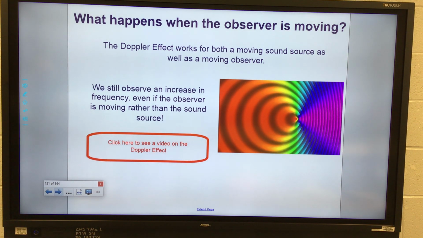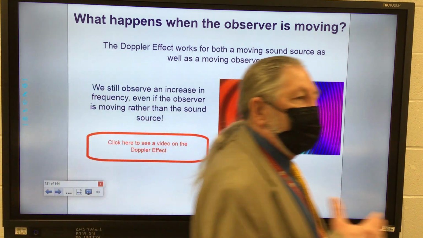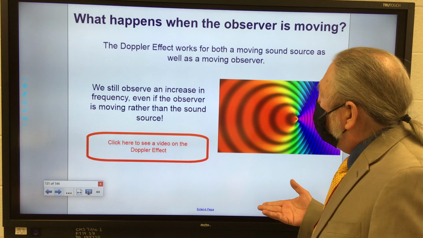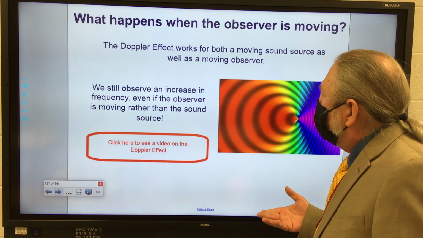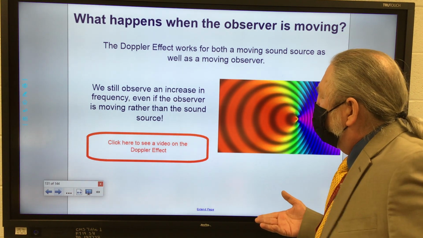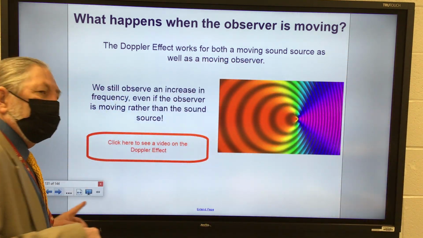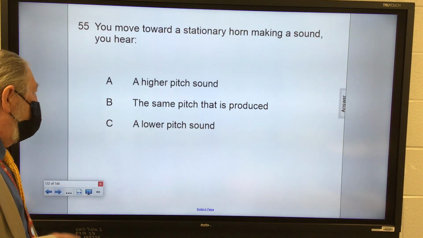Okay, so let's move on here. So what happens when the observer is moving? So how we're moving, okay? The Doppler effect works for both a moving sound source as well as a moving observer, okay? That'd be like if you're in a truck and you're going away from the sound. We still observe a change in frequency even if the observer is moving rather than the sound source. And again, I'll put this video up for you at home. We're going to move on for right now.